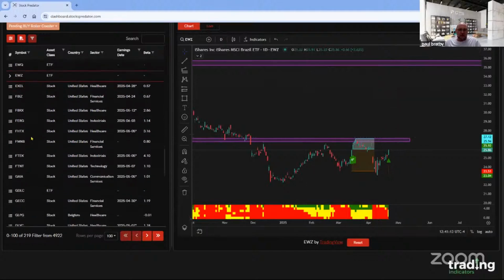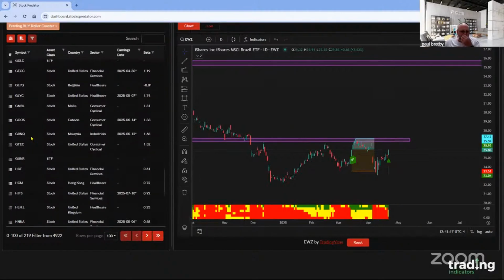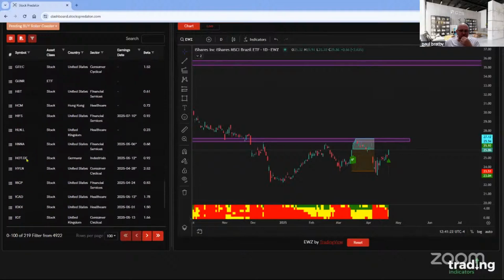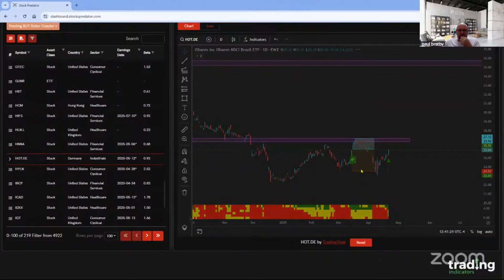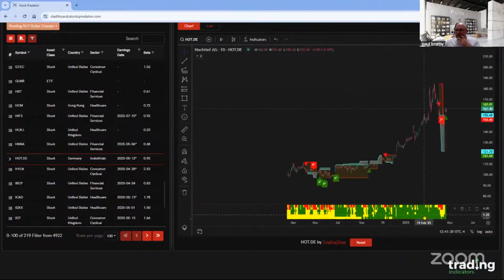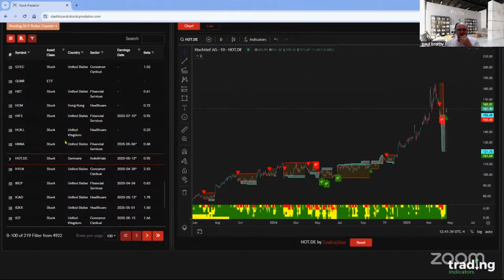Let's go down a little further and have a look at these potential early movers. German stock there. Let's have a look at hot DE. Not a lot of movement up. There's not a lot of fresh air up there.